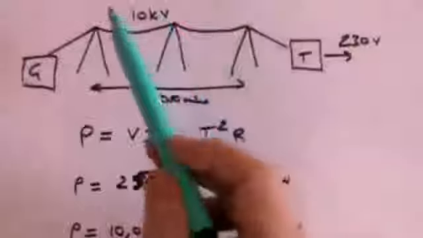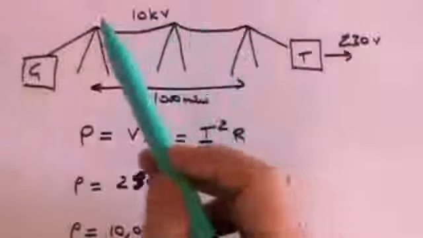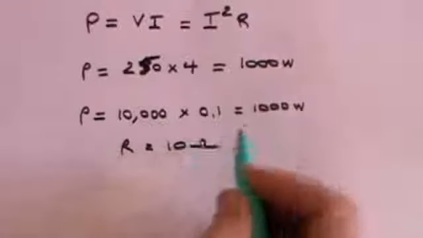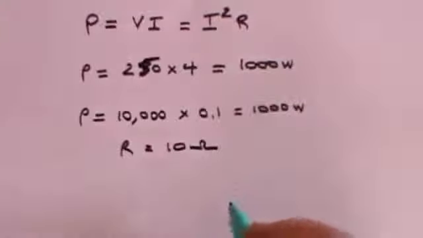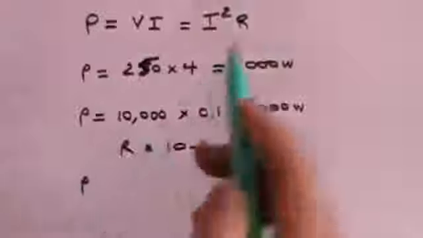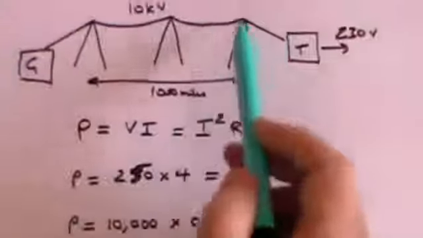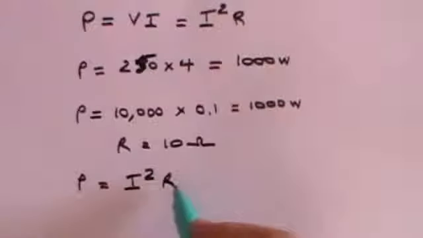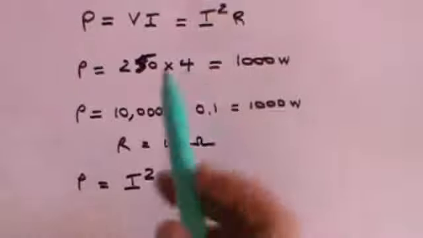Well, let's imagine that the resistance of this 100-mile cable is 10 ohms. I don't know what it would be, but for the sake of argument, let's call it 10 ohms. The power loss in that cable is going to be I squared R, where R is 10 ohms. Now let's have a look at the two options.